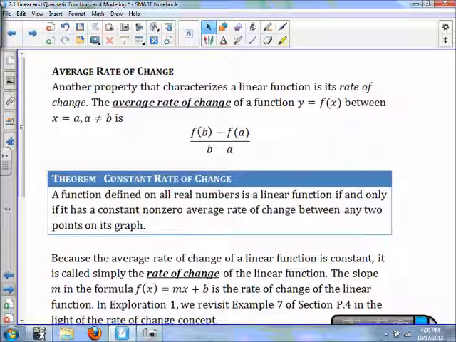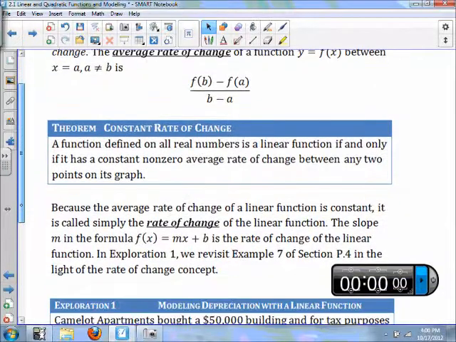Now, another property to characterize a linear function is its rate of change. The average rate of change of a function y equals f of x between x equals a and x equals b, where a does not equal b, is f of b minus f of a over b minus a. So really what that is talking about is y2 minus y1 over x2 minus x1.